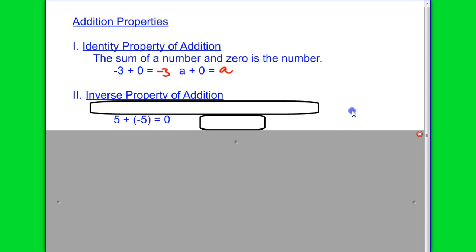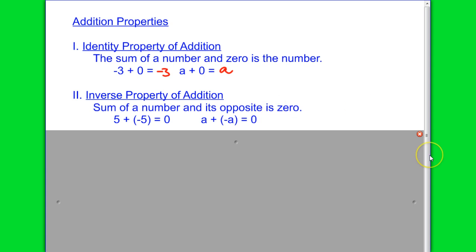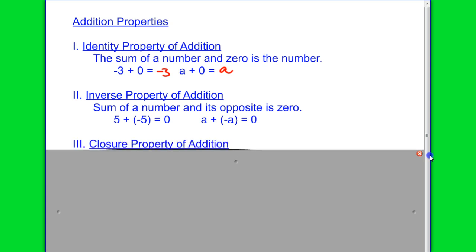So we can write that as a rule, right? Could you complete the rule, Emma? A plus negative A equals 0. Excellent. A plus negative A equals 0. Writing it in words, we could say the sum of a number and its opposite is 0. Those are inverses.